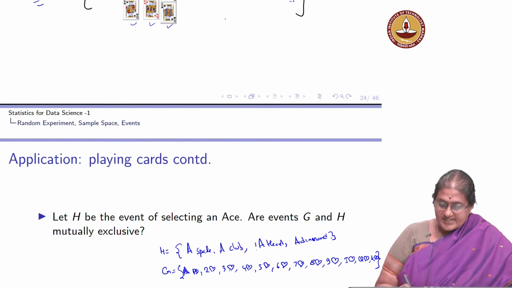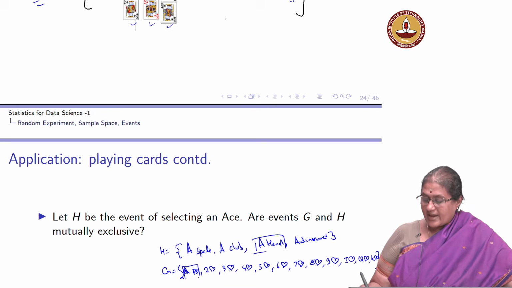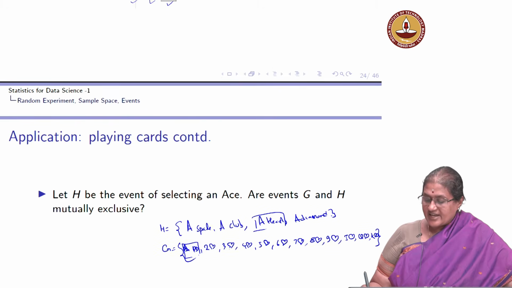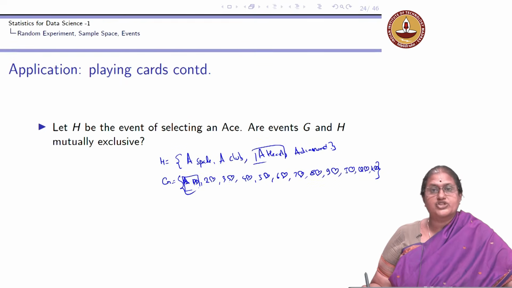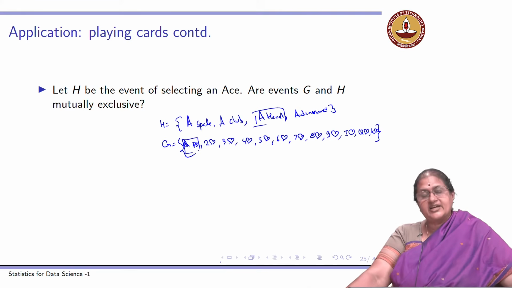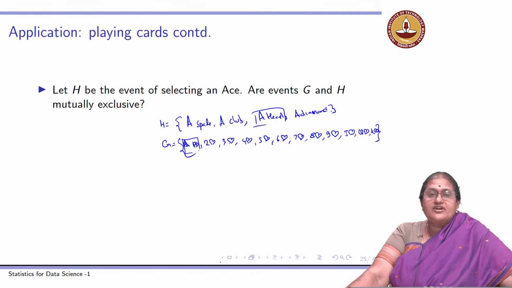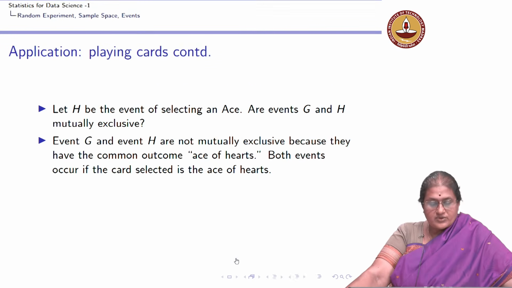Okay. So, this A heart appears in both G and H. So, events G and H are not mutually exclusive. So, if H is the event of selecting an ace and G is an event of selecting a heart, we see that these events H and G are not mutually exclusive.